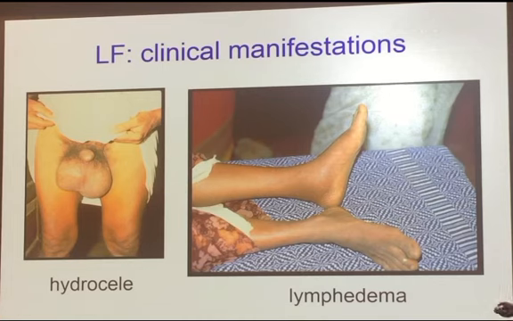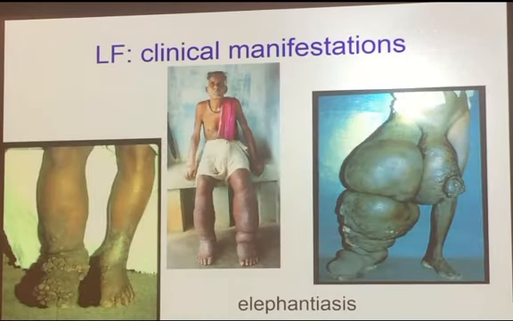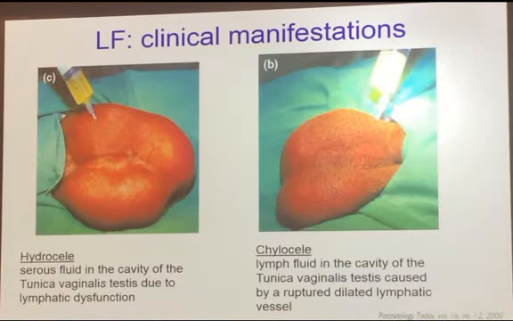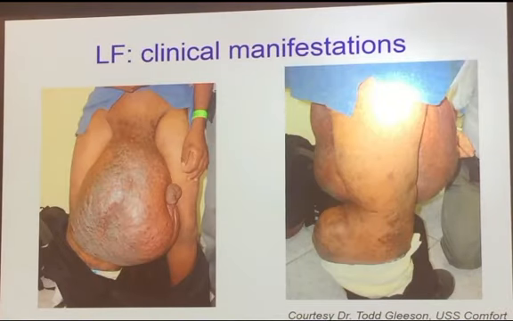And then there's lymphedema, and lymphedema can be mild, but of course it can progress. And it can get to the point where someone's limb really looks like an elephant's limb, thus the term elephantiasis. Most of the time, hydroceles are just due to an accumulation of interstitial fluid because the lymphatics are dysfunctional. And so if you were to tap this, you see serous fluid, right? Every once in a while, a lymphatic will rupture, and then you'll get a frank chylocele. But that's the minority.